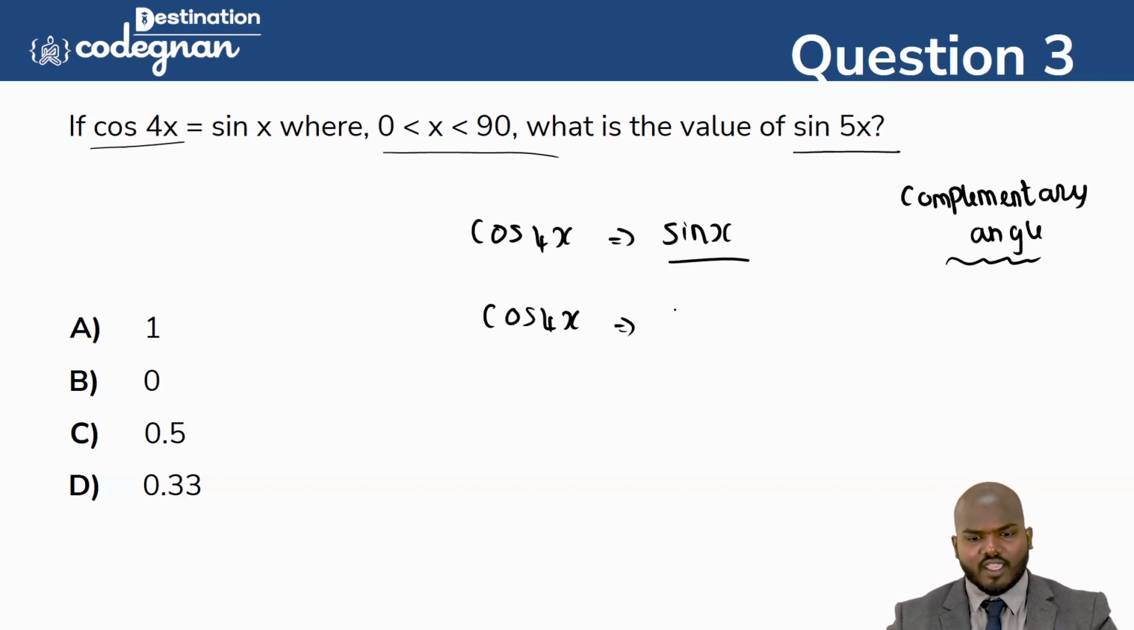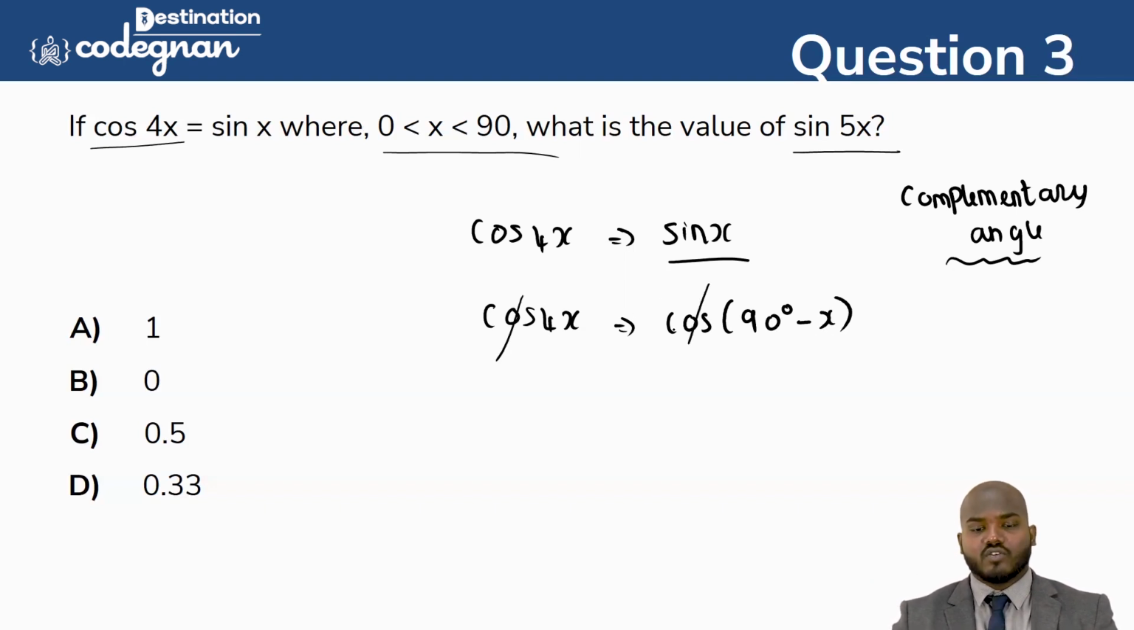So if you see this, I can write it as cos of 90 degrees minus x. I can write it up. This is how I'm directly writing now. You see this. Now I'm cancelling: cos and cos get cancelled. If I cancel this, I get 90 degrees minus x here.